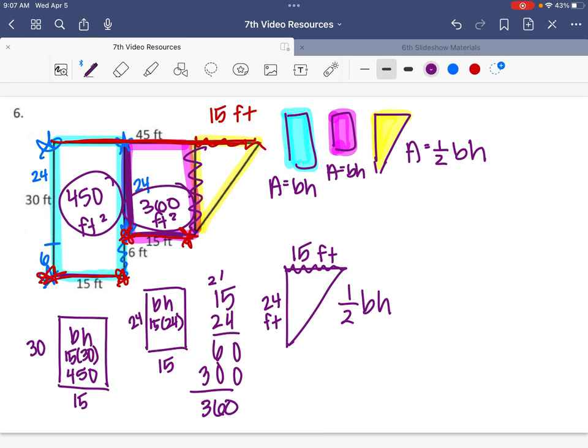So 1/2 the length of the base, 1/2 of 15, times the height of the triangle, which is 24. And again, it does not matter what order I multiply in, and I'm going to find it easier to take half of 24 because it's even. So half of 24 is 12, and 12 times 15 gives us 180.